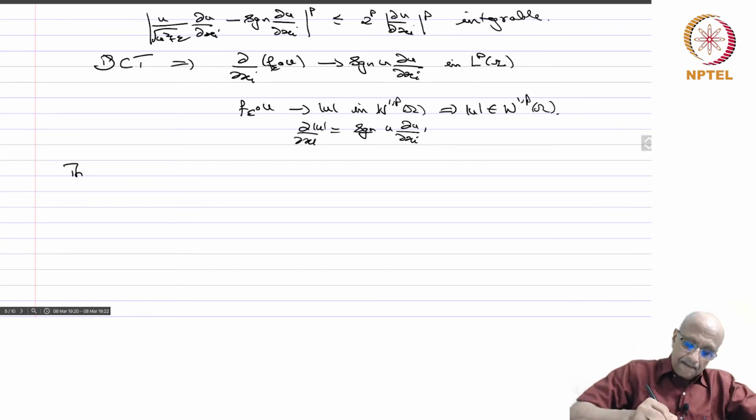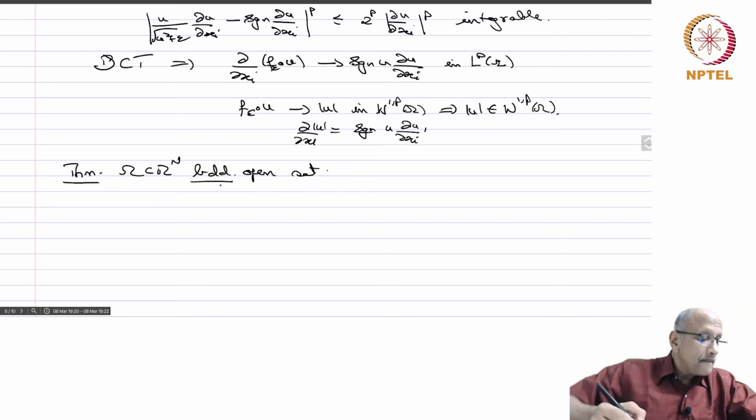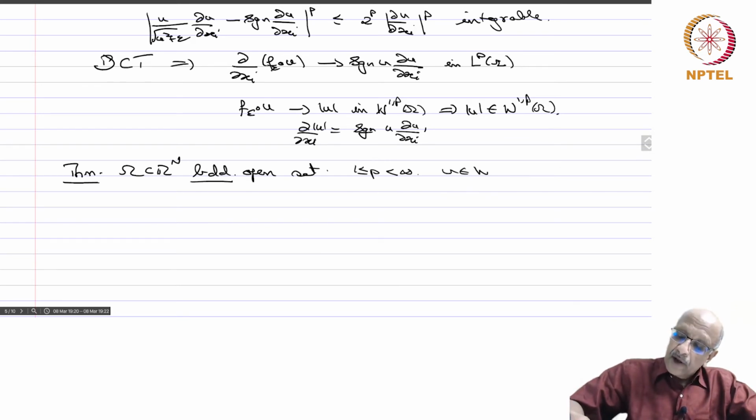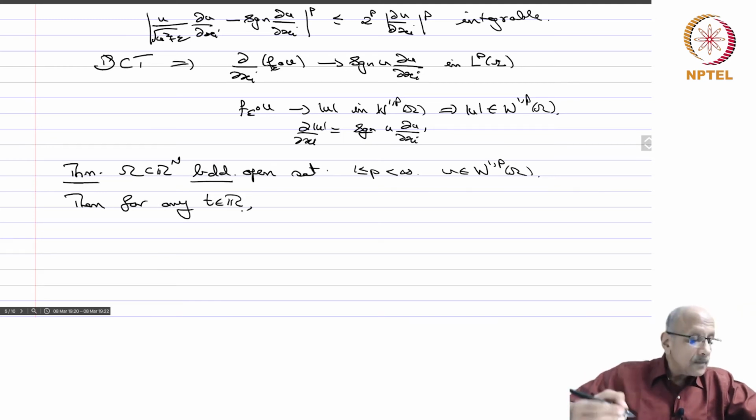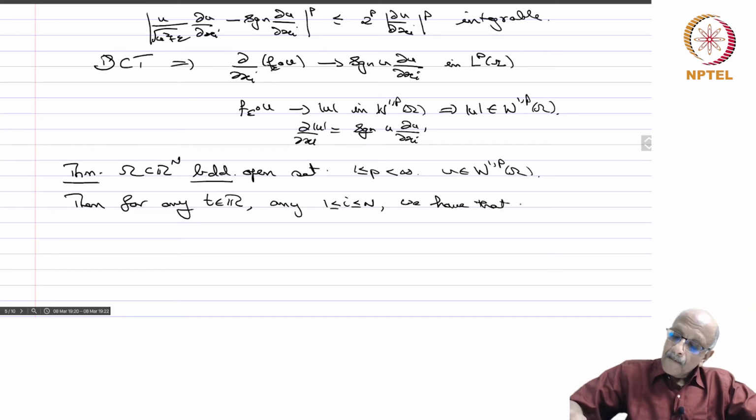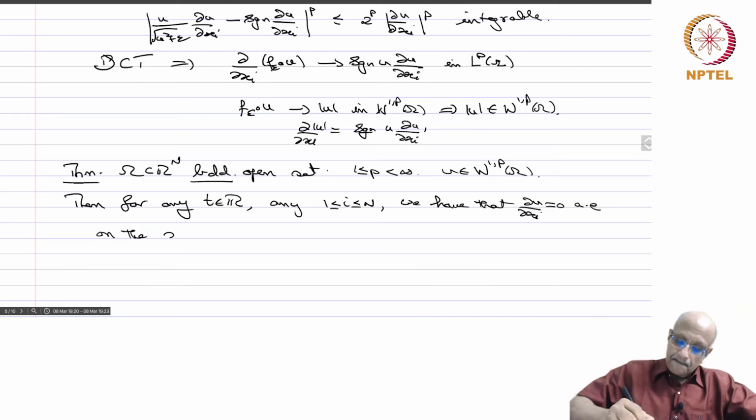Okay, so a theorem again, a consequence of this theorem. Let Ω in R^n be a bounded open set, 1 ≤ p < ∞, u in W^{1,p}(Ω). Then for any t in R and any 1 ≤ i ≤ n, we have that du/dx_i equals 0 almost everywhere on the set of x in Ω with u(x) equal to t.